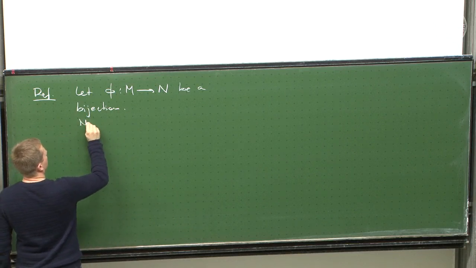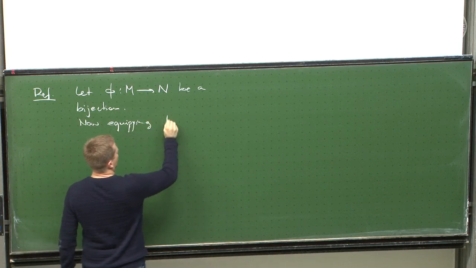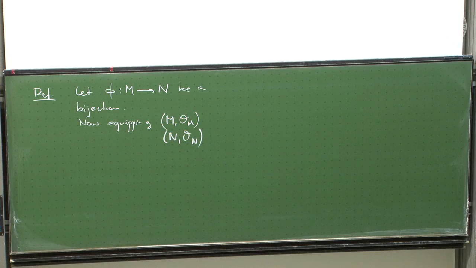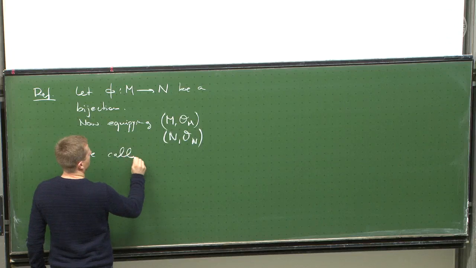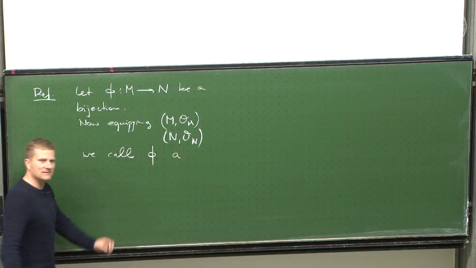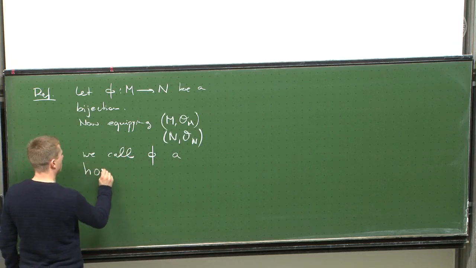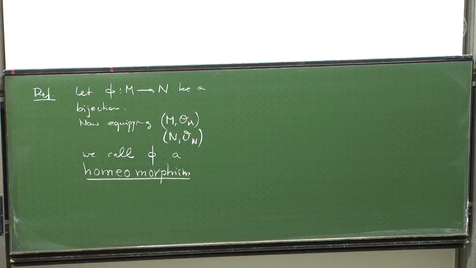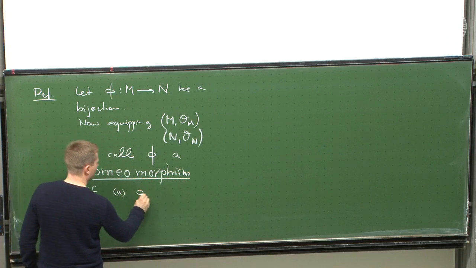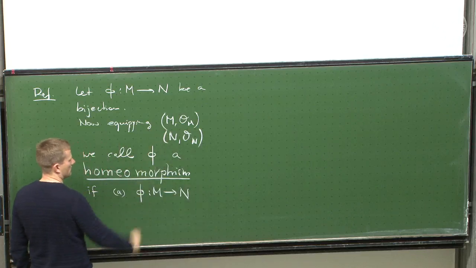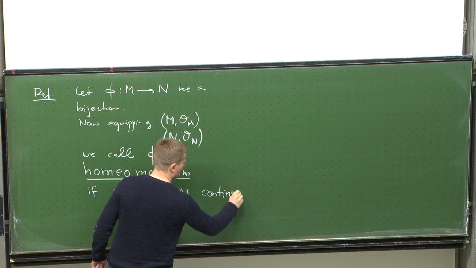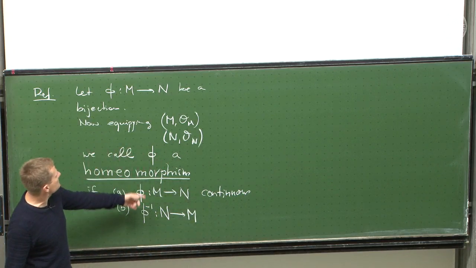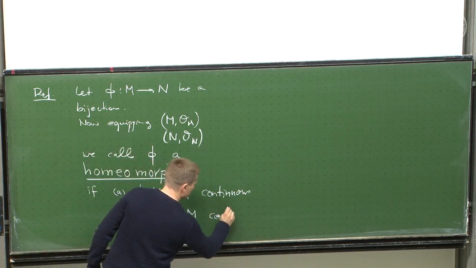Now, equipping M with O_M and N with O_N, so making topological spaces out of these sets, we call a bijection phi a, and that's the central notion of map in topology, a homeomorphism if both (a) phi from M to N, now being topological spaces, is continuous, and (b) the inverse of phi, going from N to M, which exists and is unique because phi is a bijection, is also continuous.